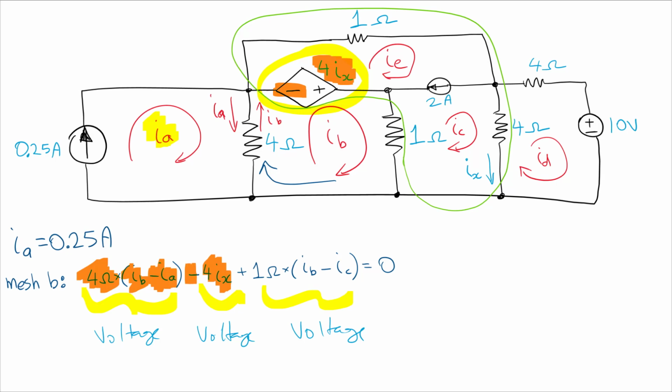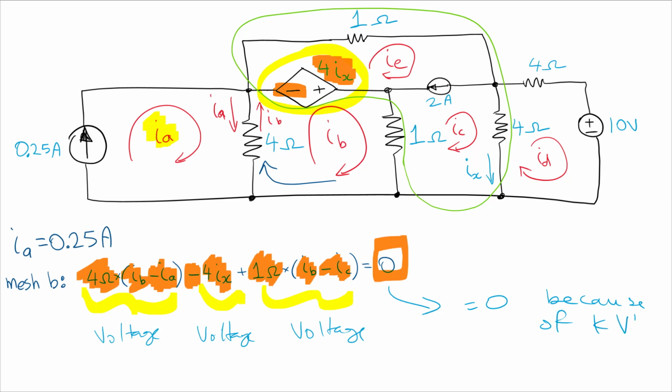So that's why we have this negative sign here in the equation. Okay? And then we keep going around and we see the 1 ohm resistor. So we have the 1 ohm resistor multiplied by the mesh current itself, and we see that the IC mesh current is in the opposite direction of IB. So then we have a negative IC. Okay? And then everything has to equal 0 because of KVL. Okay? So this is equal to 0 because of KVL. Okay, so that's how we construct the equation for the mesh current.